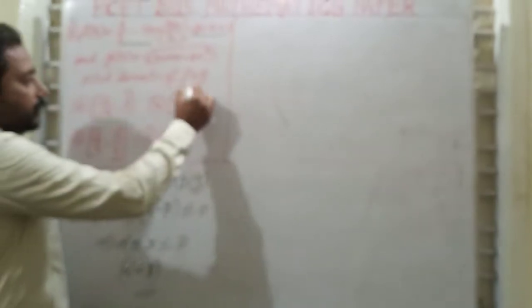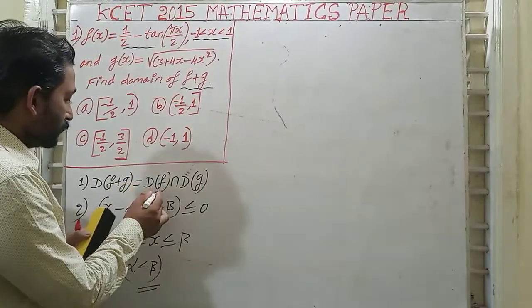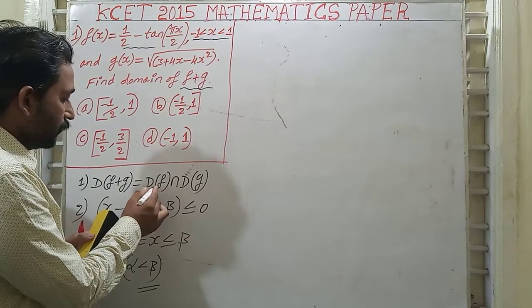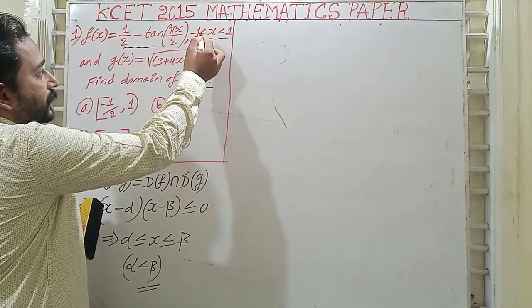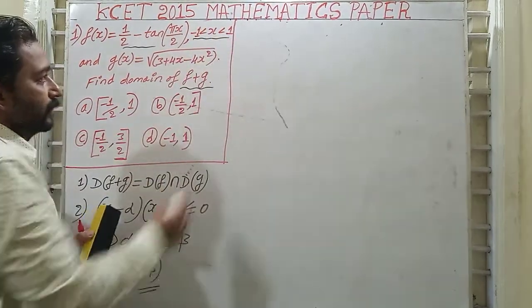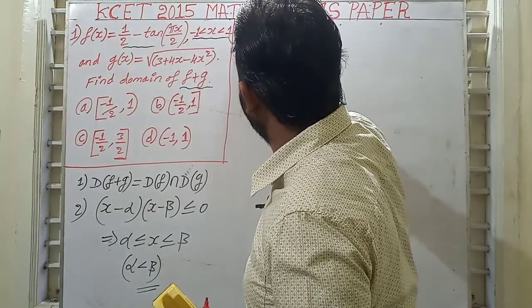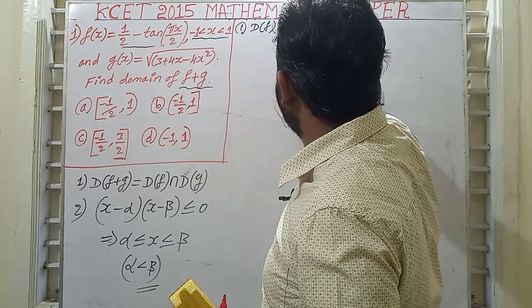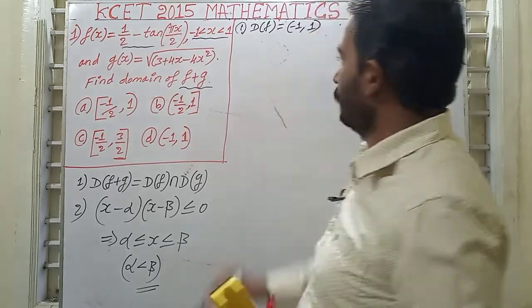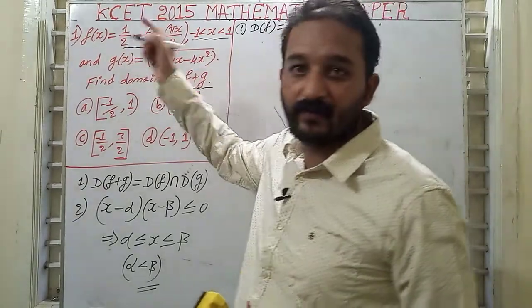Okay. So using these two formulas, we have to find out the domain of f plus g. First, the domain of f is already given. Domain of f is x strictly greater than minus 1 and less than plus 1. So domain of f is the open interval minus 1 to plus 1. Now let us find out the domain of the g of x function.